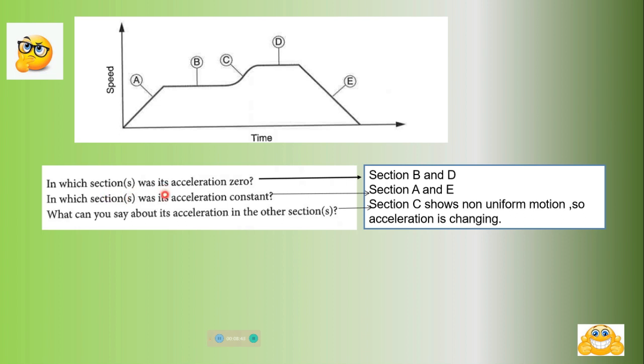In which sections was the acceleration 0? Section B and section D, as this is a speed-time graph. Speed is constant here and acceleration is the rate of change of speed. So in sections B and D, acceleration is 0. In which sections was the acceleration constant? In sections A and E. A and E represent steady change of speed. Speed is increasing, speed is decreasing. So A represents acceleration, E represents deceleration. But this is constant. What can you say about its acceleration in the other section? Section C shows non-uniform motion, so acceleration is not constant in section C. It is non-uniform acceleration.